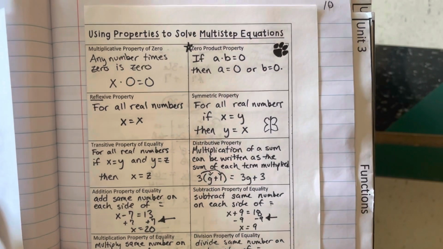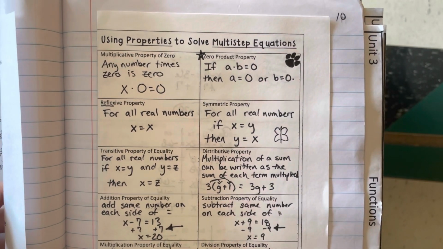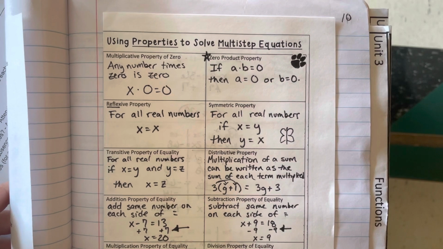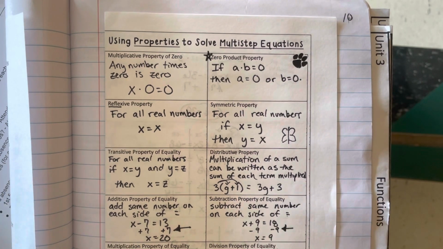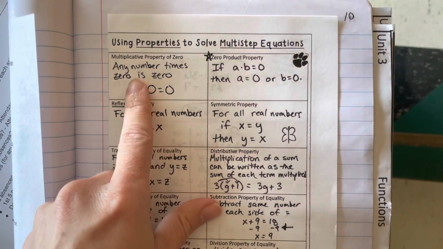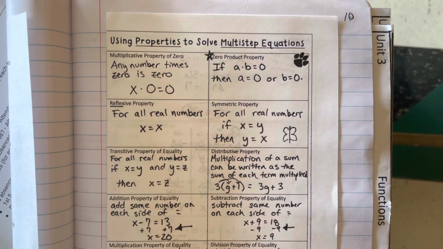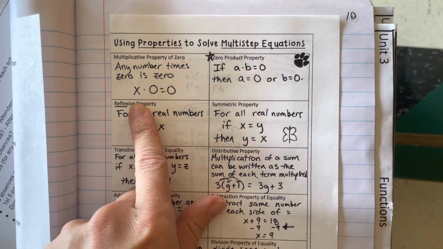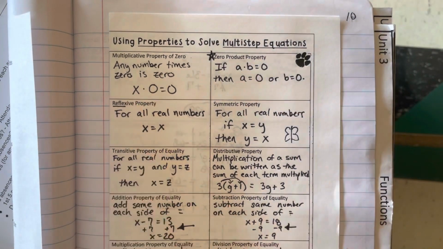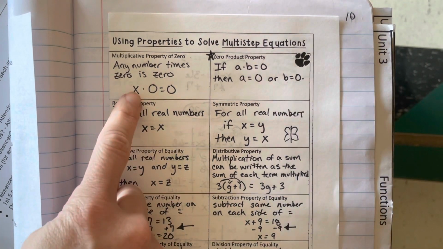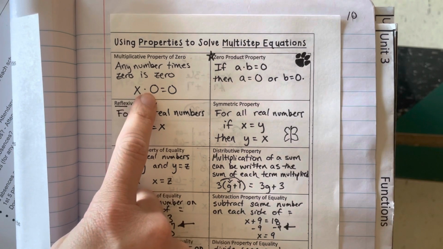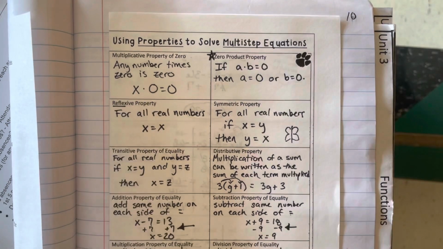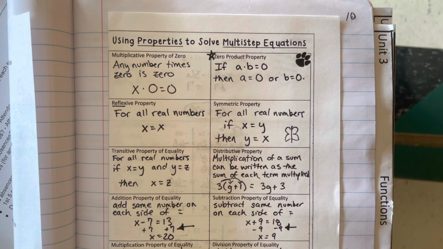This is just a review of some of the properties that you have learned over the years. Most of this should be review. Some of it will be new. We start with the multiplicative property of 0, which just means that any number times 0 is 0. If we take anything, x, 3, 7, 9, negative 22, and multiply it by 0, we still get 0. So that's the multiplicative property of 0.